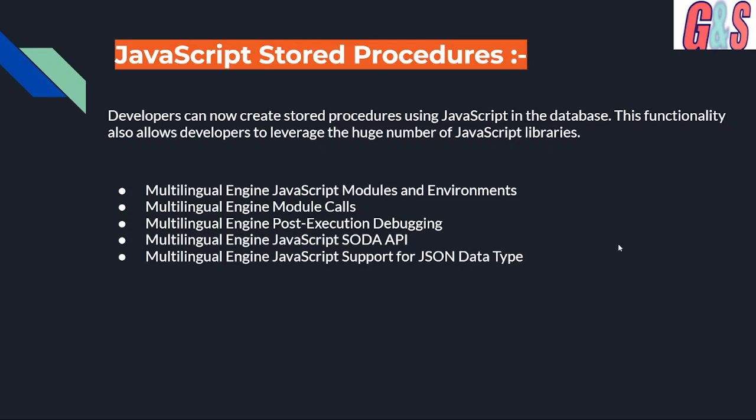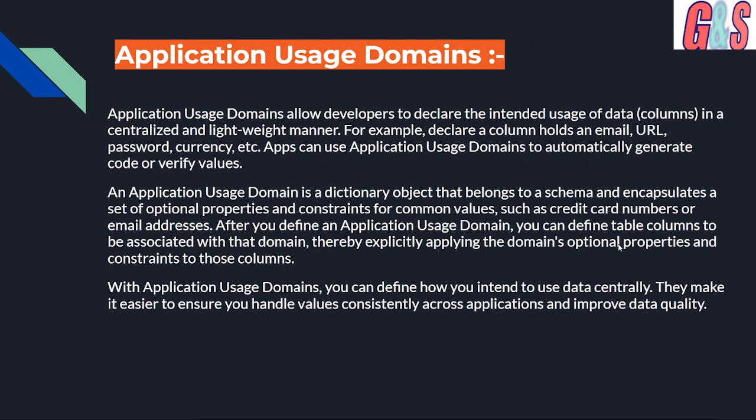So now let us move on to the next feature, that is application usage domains. Application usage domains allow developers to declare the intended usage of data, that is columns, in a centralized and lightweight manner. For example, declare a column holds an email, URL, password, currency, etc. Apps can use application usage domains to automatically generate code or verify values.